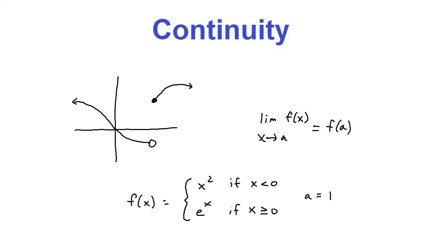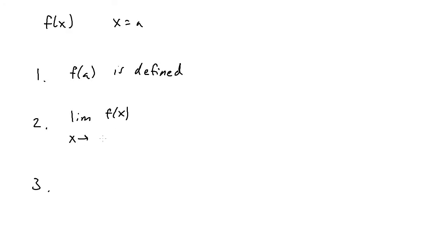Let's take a look at continuity. Now, in order for a function f of x to be continuous at the x value of a, three conditions must be met. So the first condition is that f of a is defined. So it's defined, the function is defined at the x value of a when I plug it into the function. Now the second condition is that the limit of f of x as x approaches a exists. So the limit exists from both the left hand side and the right hand side.